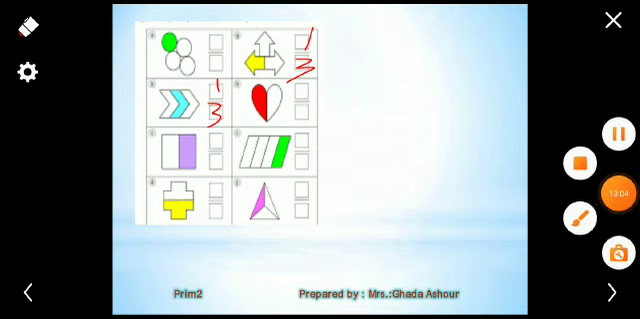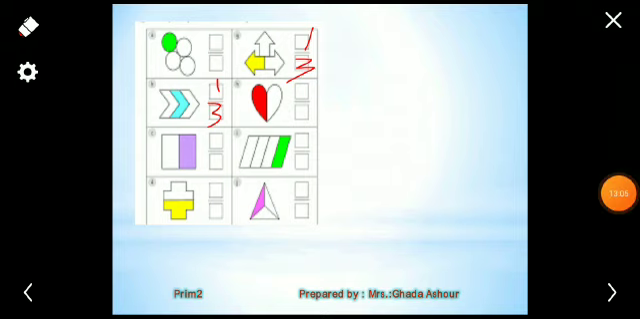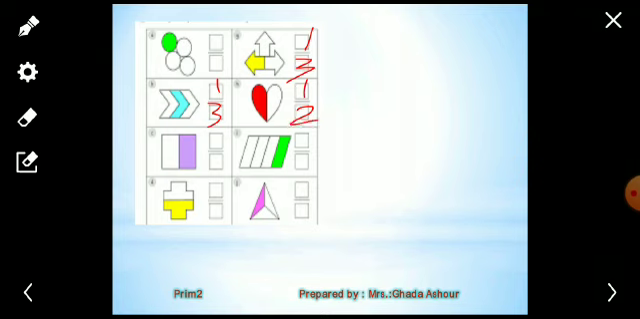Okay. What about that heart? Look at that heart. The whole parts equal 2, but the colored part is just 1. So it's 1 over 2. Okay, what about that shape?